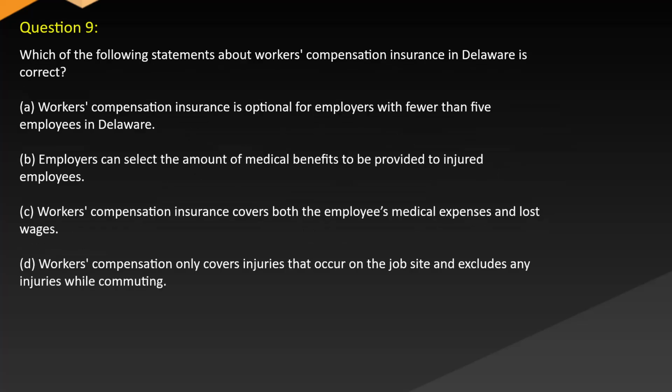Question 9. Which of the following statements about workers' compensation insurance in Delaware is correct? A. Workers' compensation insurance is optional for employers with fewer than 5 employees in Delaware. B. Employers can select the amount of medical benefits to be provided to injured employees. C. Workers' compensation insurance covers both the employee's medical expenses and lost wages. D. Workers' compensation only covers injuries that occur on the job site and excludes any injuries while commuting.